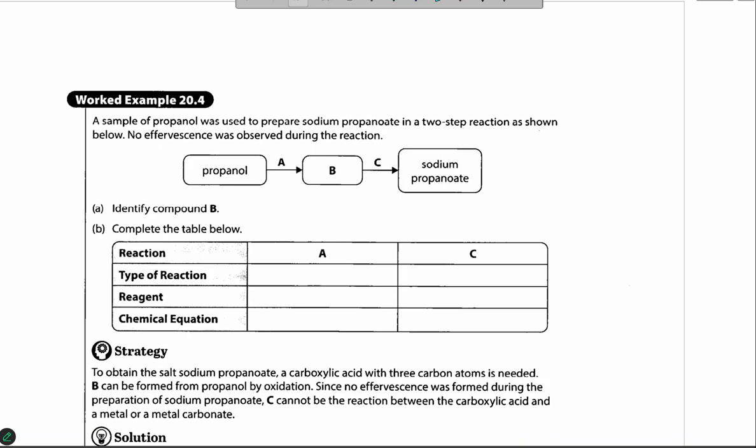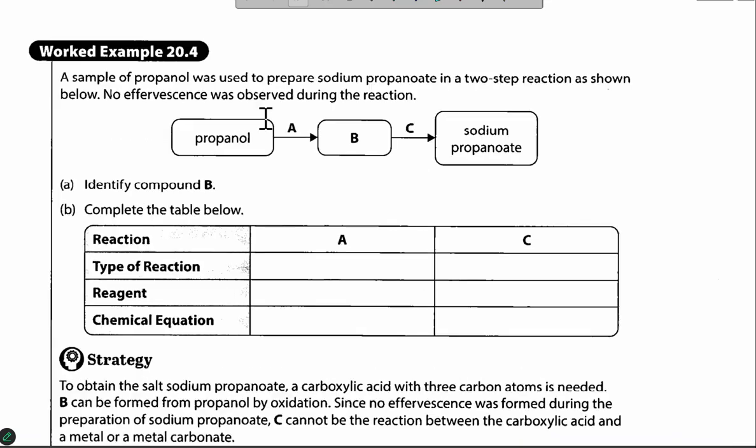So let's look at this question now. A sample of propanol is used to prepare sodium propanoate in two steps. No effervescence is observed. So propanol reacts with something and then something. What do you think this can be? Because my propanol doesn't directly go to propanoate unless I get propanoic acid. So I think that compound B must be propanoic acid.